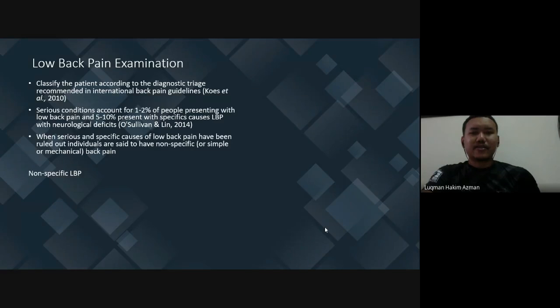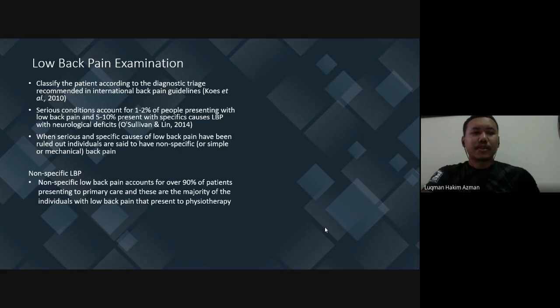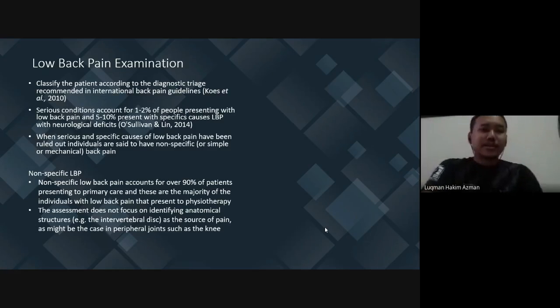When the serious and specific causes of low back pain have been ruled out, the individual is said to have non-specific low back pain, also known as simple or mechanical back pain. Non-specific low back pain accounts for over 90% of patients presenting to primary care, and these are the majority of the individuals with low back pain that present to physiotherapy. The assessment aims to identify the impairments that may have contributed to the onset of pain or increase the likelihood of developing persistent pain. This also includes biological factors such as weakness and stiffness, and also social factors, which is the work environment.